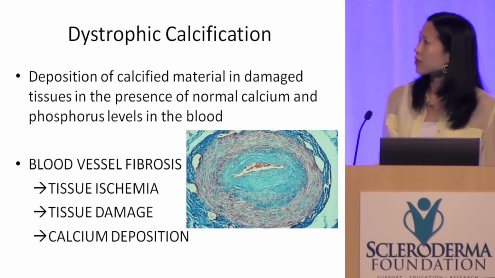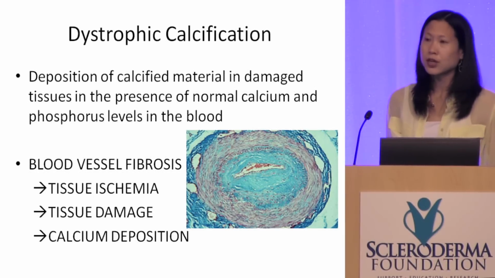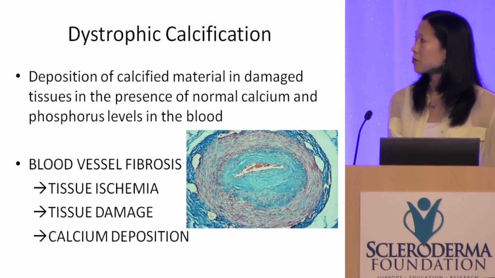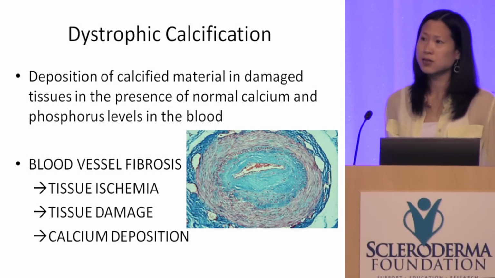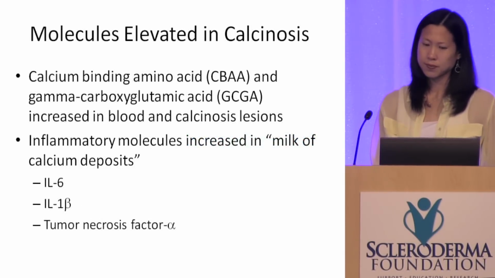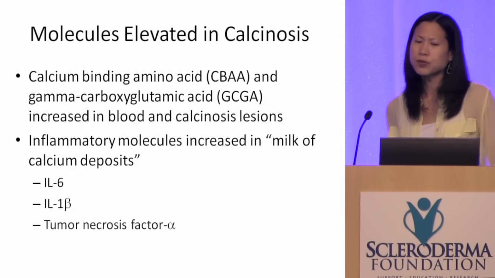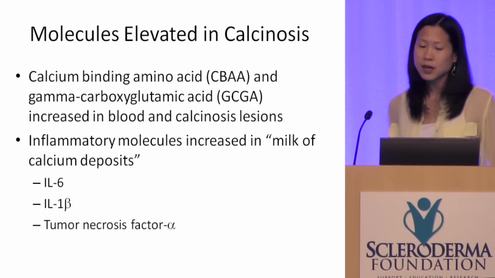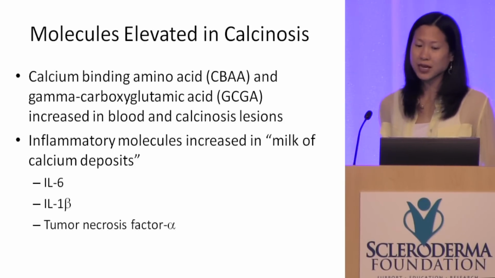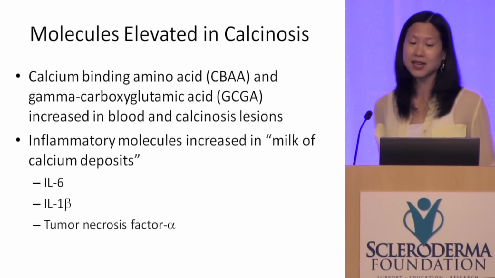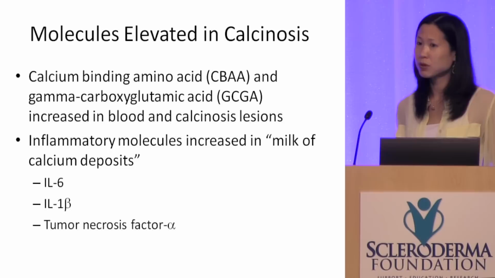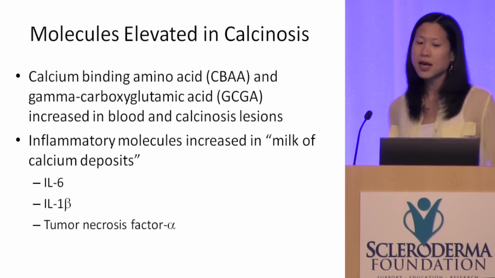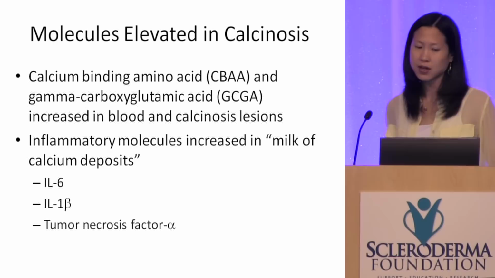So because of this blood vessel scarring or blood vessel fibrosis, you get tissue ischemia or loss of oxygen and blood flow to the distal tissues. You get tissue damage, and we think that this leads to calcium deposition. There are certain molecules that are elevated in the blood and actually in the calcium deposits themselves. These molecules are called calcium-binding amino acids and gamma-carboxyglutamic acid, or CBAA and GCGA. These are increased both in the bloodstream of scleroderma patients with calcinosis as well as the calcinosis lesions themselves.